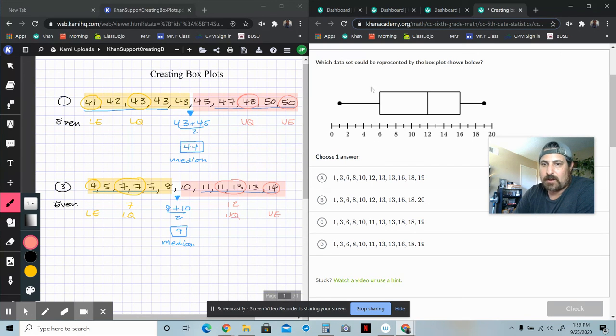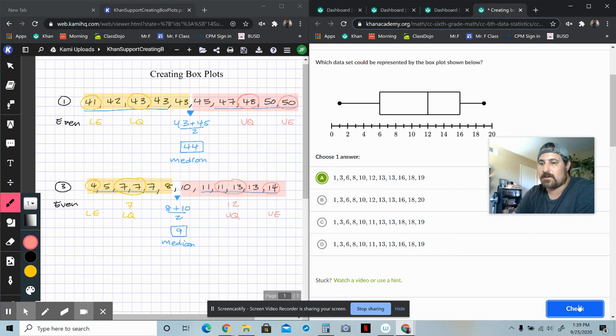And we want the box edge, the lower quartile, to be 6. So we want the median of the lower half to be 6. So if 12 is the middle, then looking at the lower half here, you've got 1, 3, 6, 8, 10. Is 6 the middle? Yes. If 12 is the middle, then on the high side, you got 13, 13, 16, 18, 19. The middle should be 16, which would be the top part of the box. Yeah, so A is good.